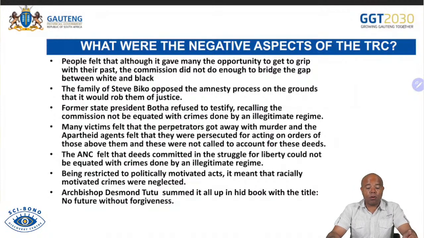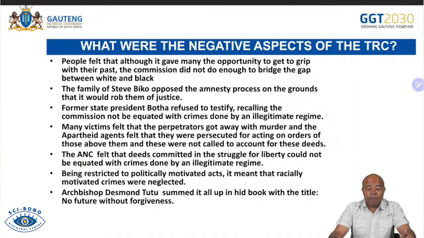Because why? People felt that although it gave many the opportunity to get to grips with the past mistakes, past violence, past aggression, the commission did not do enough to bridge the gap between white and black people as such. Why? There was still division. Black people were still poor. Black people were still uneducated. The uneducated black people were still in the majority, basically. And black people were still living in townships, while the white people were still living in affluent areas, basically.